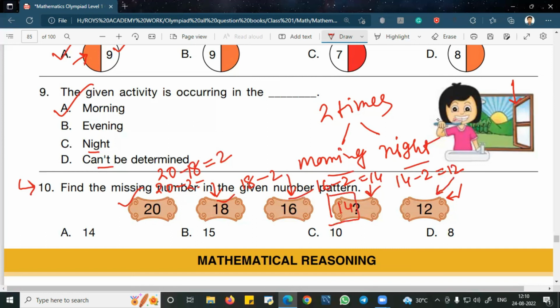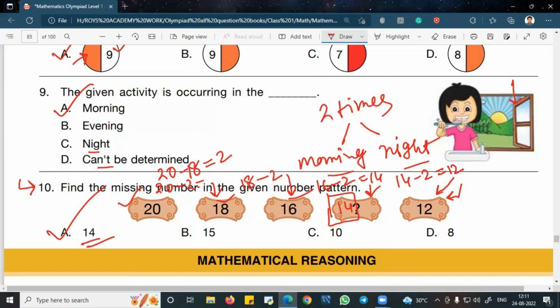In completing this pattern, we write 14 in the question mark. So 14 will be the right answer. A will be the right answer for that question. So this is how we can find this pattern or series very easily. You just look very carefully to find the right answer.